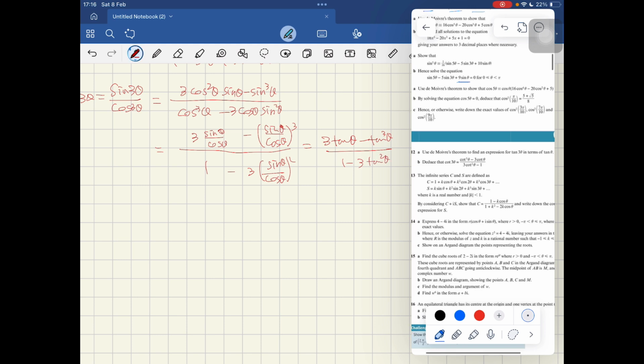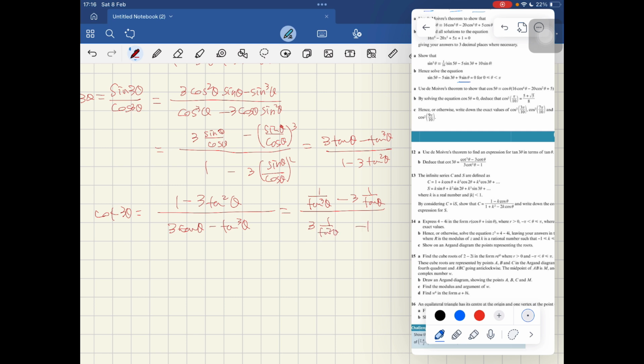So deduce that cotangent. So that is the reciprocal. Cotangent 3 theta is (1 minus 3 tan squared theta) over (3 tan theta minus tan cubed theta). So divide by tan cubed. Then 1 over tan cubed theta minus 3 over tan theta, over 3 over tan squared theta minus 1. So cotangent 3 theta is (cotangent cubed theta minus 3 cotangent theta) over (3 cotangent squared theta minus 1).